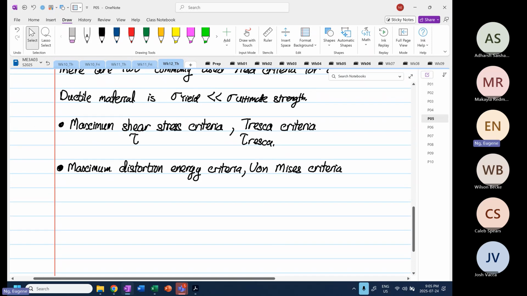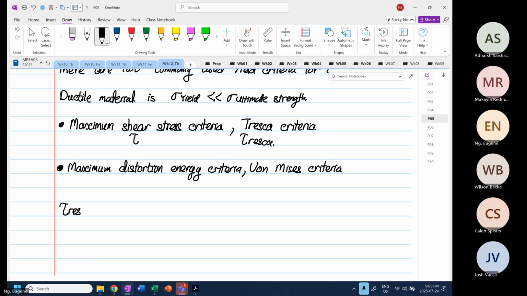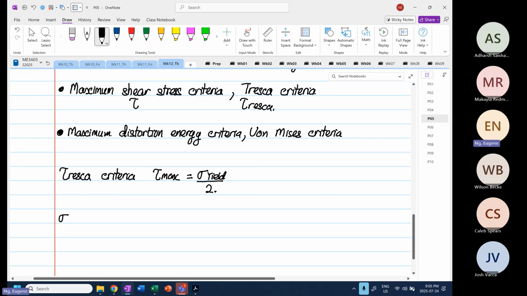For the Tresca criteria, it states that the maximum shear stress, the allowable stress, is equal to the stress yield divided by 2. Whenever you see stress yield, it is from experimental data. Are we clear?